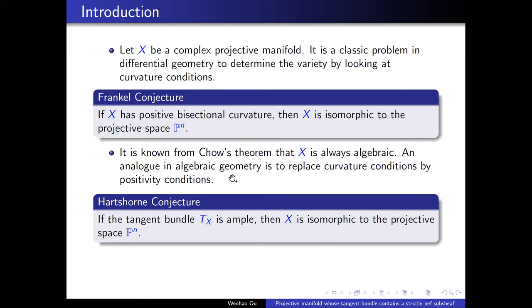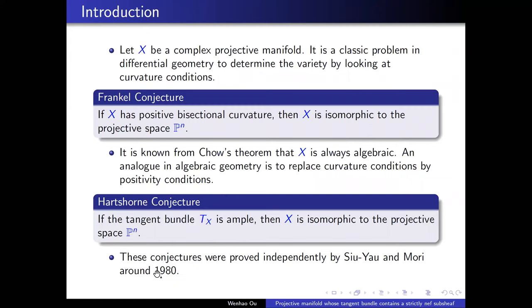These conjectures were raised in the 1960s or 70s, and they were proved around 1980. The Frankel conjecture was proved by Siu and Yau by analytic methods, and the Hartshorne conjecture was proved by Mori by algebraic methods. In particular, Mori used reduction modulo p, a purely algebraic method, to prove the Hartshorne conjecture. I also want to underline that positive bisectional curvature implies ampleness, so the Hartshorne conjecture is a little bit stronger than the Frankel conjecture.